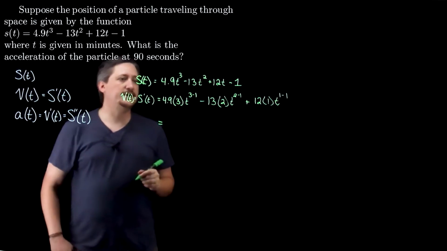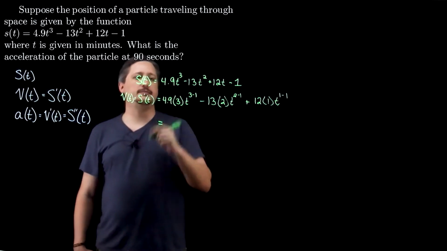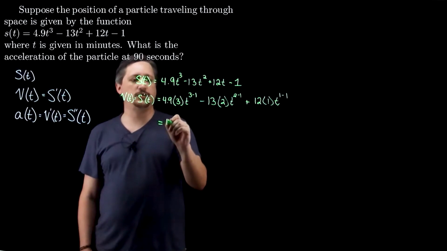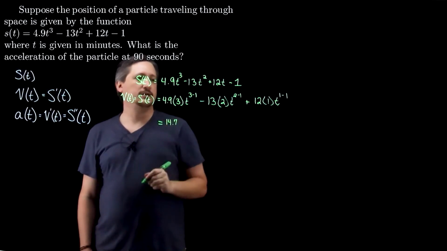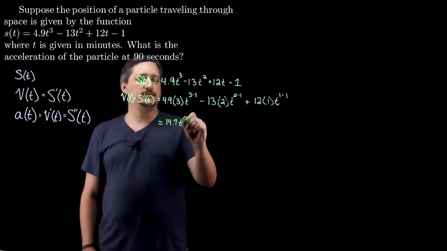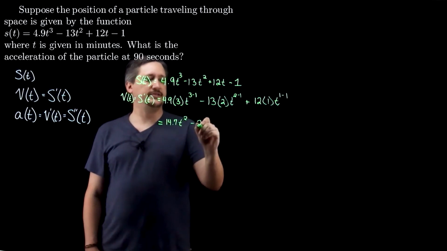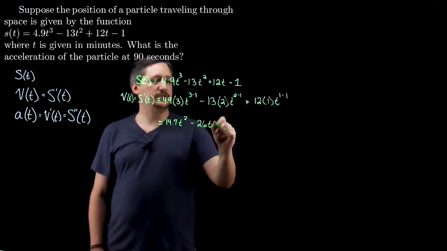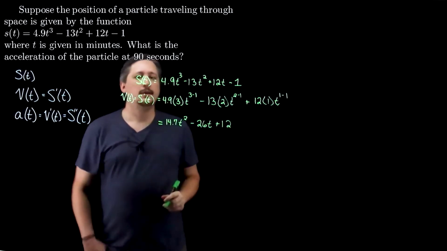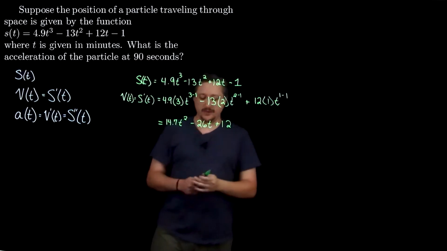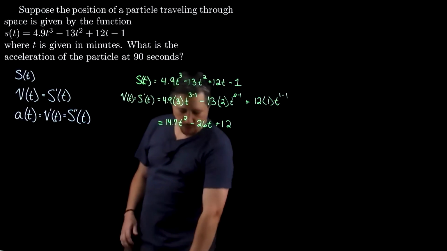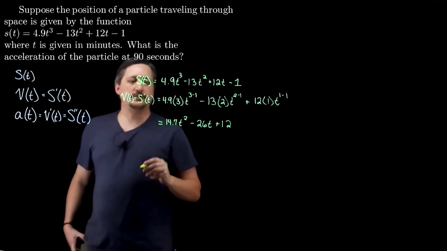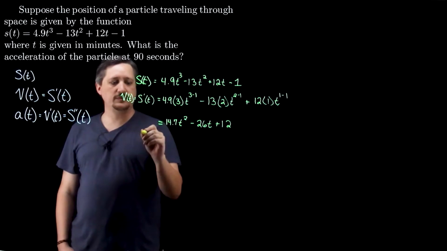So if I clean this up, this is going to be 15 minus 0.3, so that's going to be 14.7 t squared minus 26t, plus 12. But again, this is the velocity, and what I want is the acceleration. So I'm going to go one more.